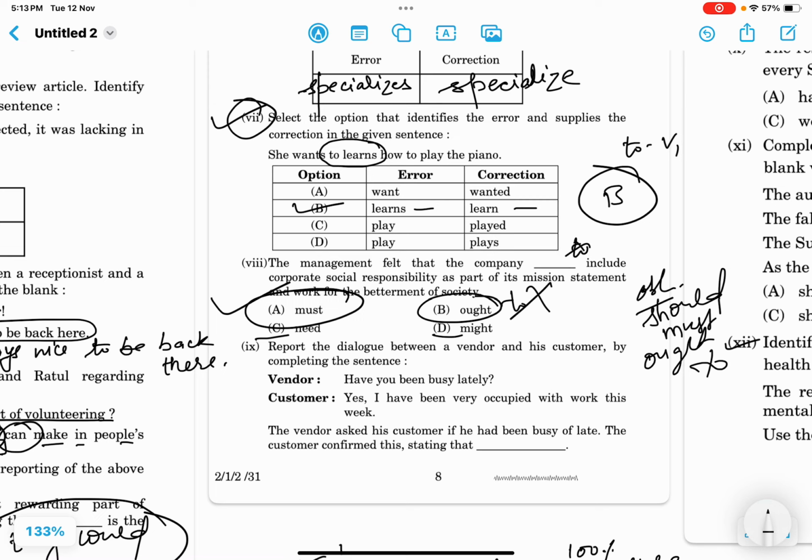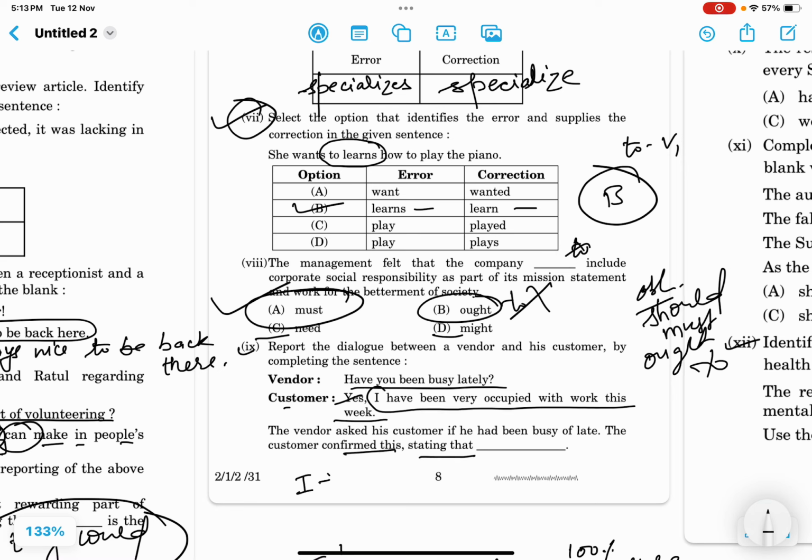See the next one. Ninth is once again of reported speech. Vendor: have you been busy lately? Customer: yes, I have been very occupied with work this week. So we have to change this part. The customer confirmed this. So yes is done, confirmed this, stating that.